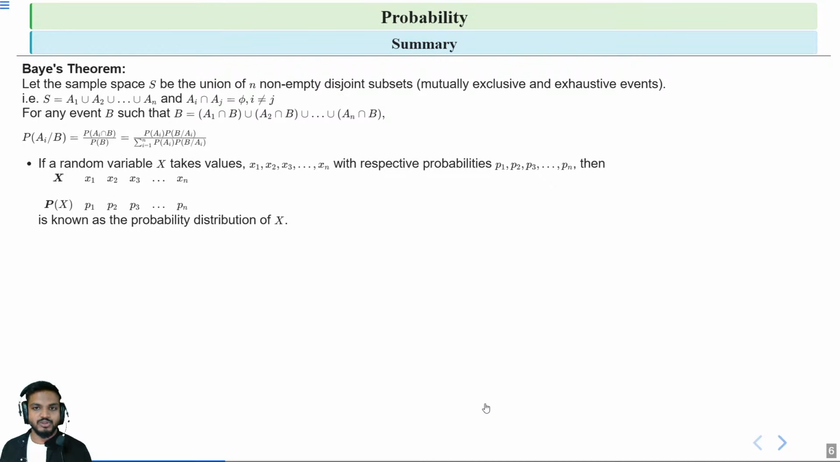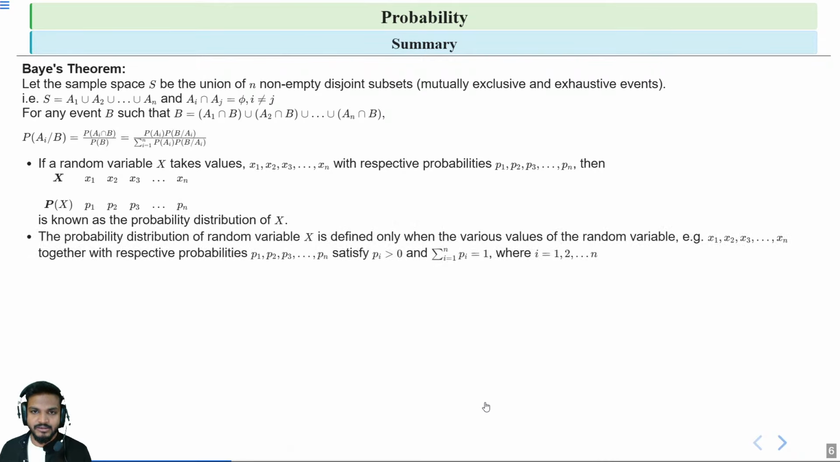And what is a random variable? A random variable is a real valued function whose domain is the sample space. Okay. So let's suppose we have a random variable X. We define random variable X that takes elements from the domain, that is the sample space, and let it take the real values x1, x2, dot dot dot, xn, and the probability with respect to these values, that is probability of X equal to xi, is pi. Okay. So p1, p2, p3, dot dot dot, pn are the respective probabilities. Then this is known as the probability distribution of random variable X. Okay.